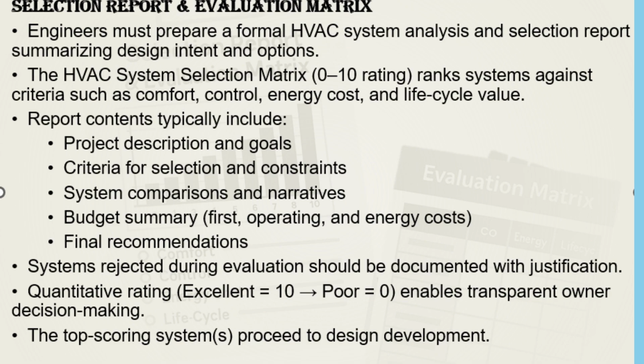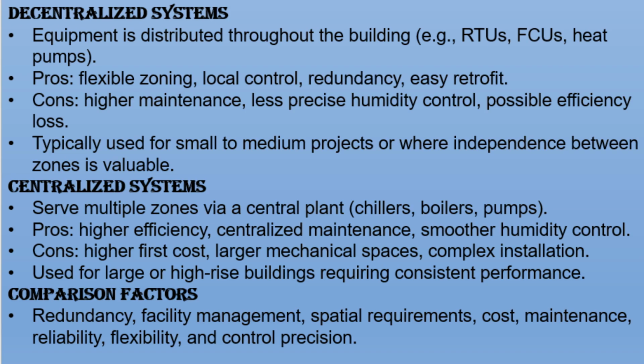To make system comparisons transparent, ASHRAE recommends using an HVAC system selection matrix. Each potential system is scored from 0 to 10 based on key criteria like comfort, cost, controllability, sustainability, and reliability. This analytical approach allows the engineer and owner to clearly see trade-offs between first cost, life cycle cost, and long-term performance. In the end, the system with the highest total score, and that meets all project constraints, becomes the recommended design solution.